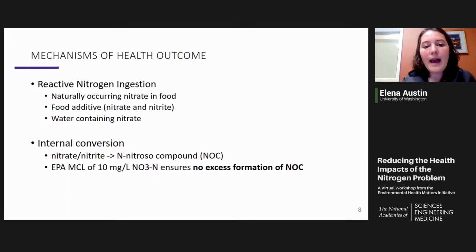And so, as Mary Ward presented, the EPA MCL for nitrate exposures in water, which is set at 10 milligrams per liter of nitrate as nitrogen, is set to ensure that there's no excess formation of these nitroso compounds internally.